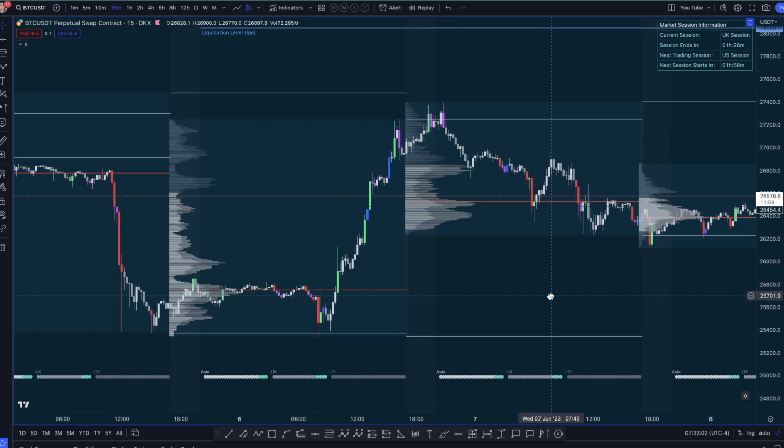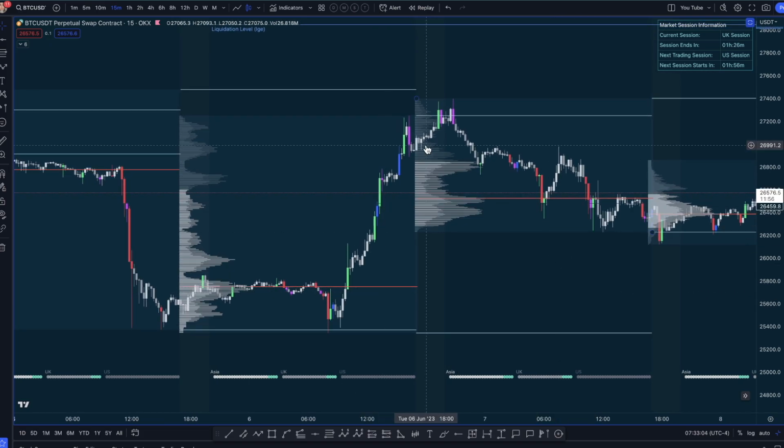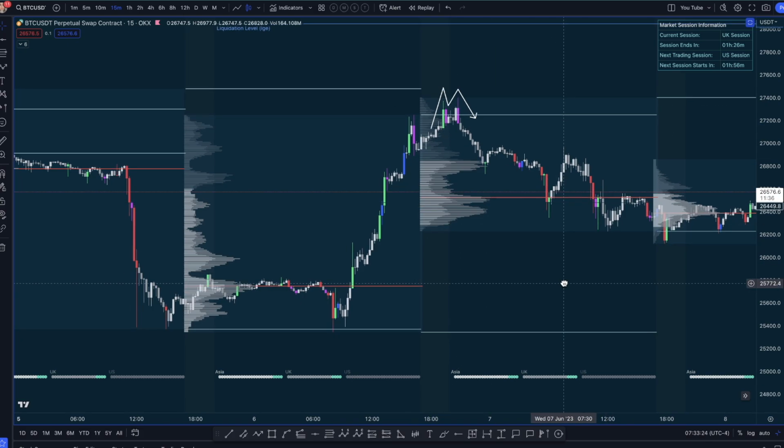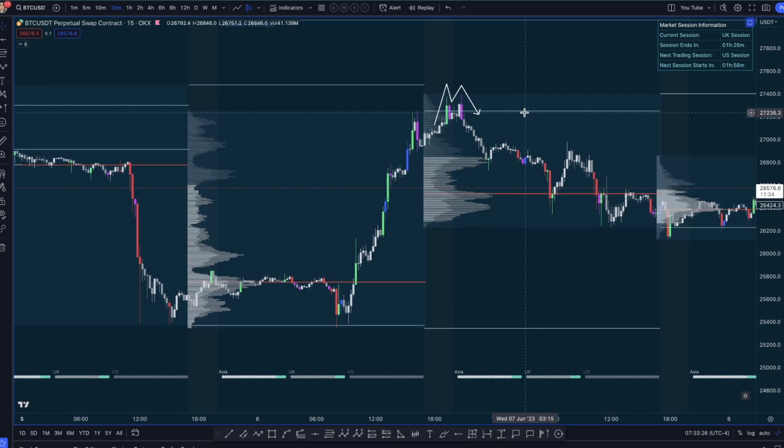Now we go to the next day and we do the same thing. So again, if price tries to break the high of the day but fails, we're probably going down that day. And you can see here that two times price tried to break the high of the day right at the start of Asia. It failed with two magenta candles right there, and that's your hint that it's going to break down.